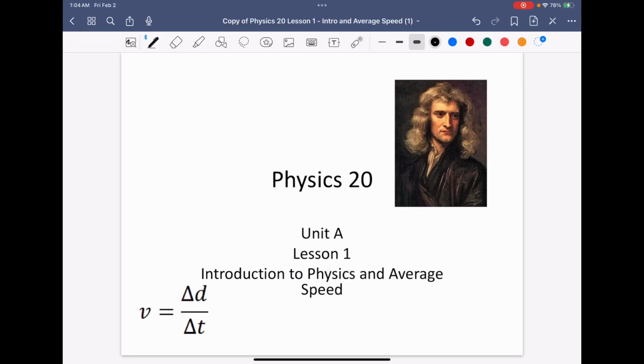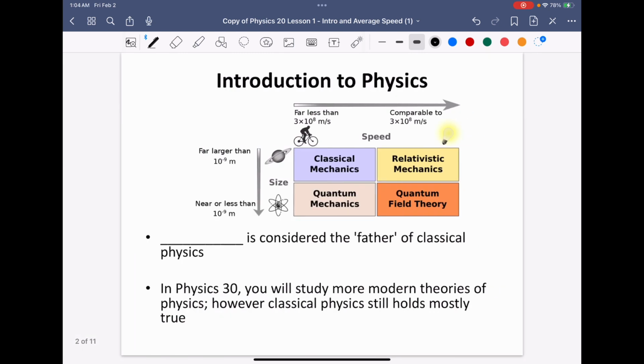All right, so now we move on to lesson one of Unit A, and it's introducing the physics that we're going to be talking about, plus talking a little bit about average speed and speed calculations. So, jumping right into it, we deal with a little bit of the introduction.